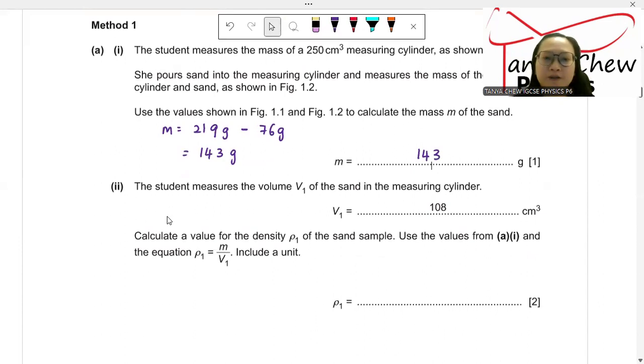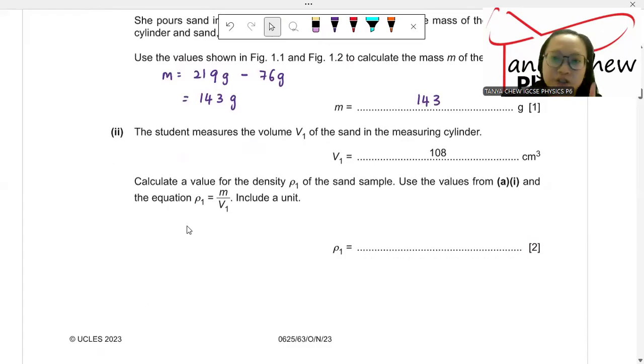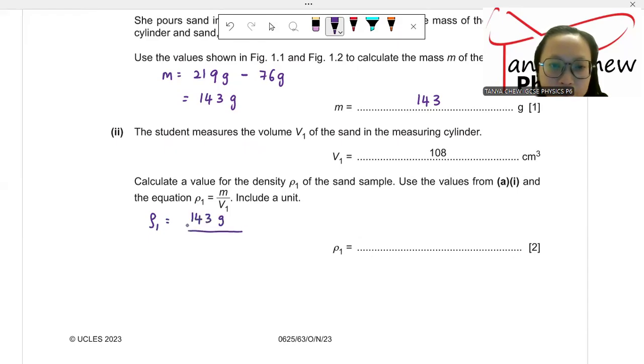Second part, the student measures the volume V1 of the sand in the measuring cylinder. V1 is equal to 108 cm3. Calculate a value for the density, rho 1, of the sand sample. Use the values from A part 1 and the equation rho 1 is equal to M over V1. Include the unit. Remember, you have to include the unit. So I'm going to just write it here. M is 143 gram. V1 is 108 cm3. So I use my calculator. I got 1.32 and the unit, this is gram per cm3.